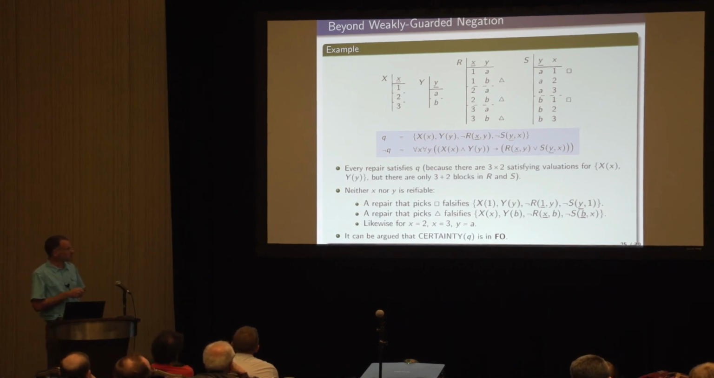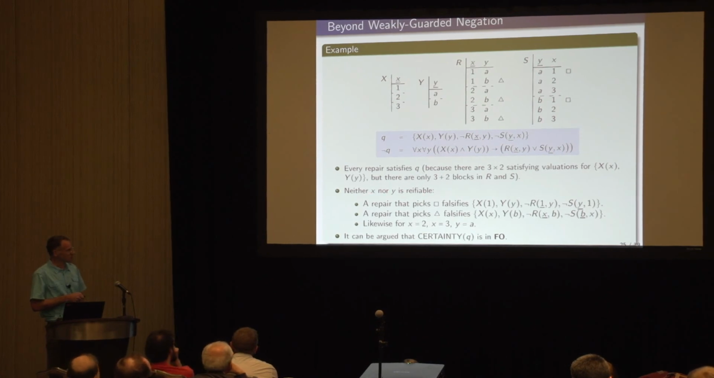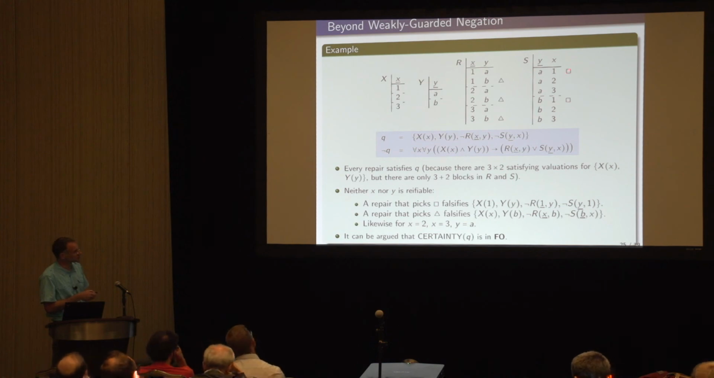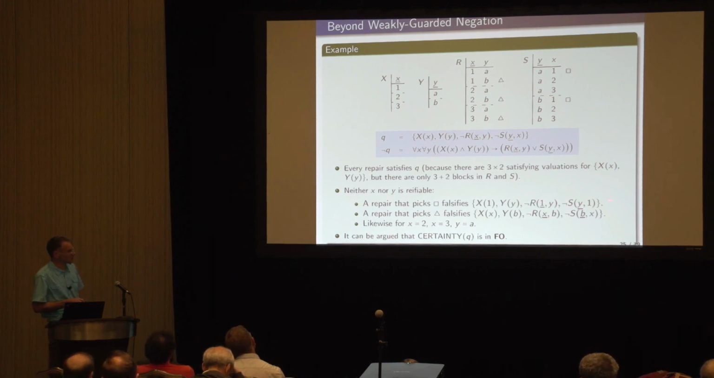Now, in this query, you can also see that neither x nor y is reifiable. For example, if I fix the value of x, that's the idea of reification, then there is a repair that falsifies the query. In this repair, it's just sufficient to pick the tuples that are indicated by the block, so A1, B1, because then for every possible value for y, I have the two values. I have A1 and B1 in the repair, so the query will be false in that repair.